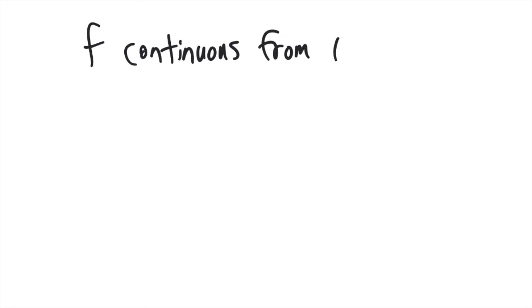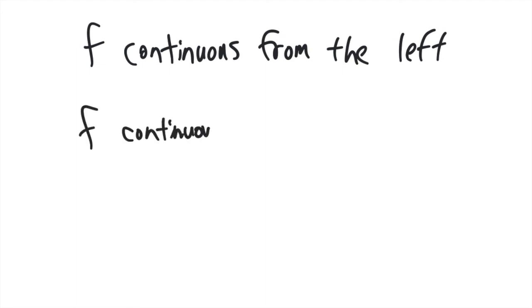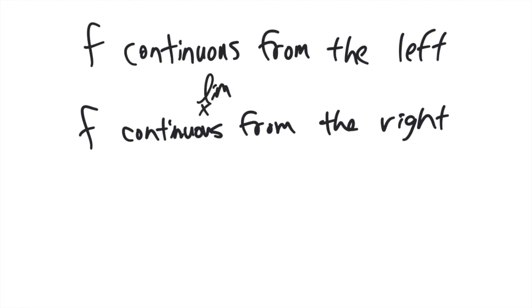We can talk about a function being continuous from the left, and this is not as commonly used, but it's still just a good thing to think about, or f being continuous from the right, and it's almost exactly the same thing as the definition of just general continuity, okay? So if we think about what it means for f to be continuous from the left, what it means is that the limit as x goes to a from the left of f of x equals f of a.